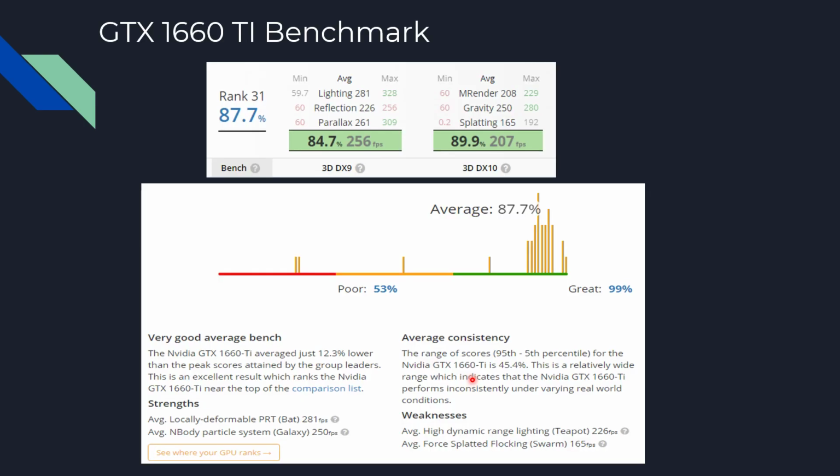Here are the benchmarks for the GTX 1660. As you can see, it's still new, so it does not have any ranking yet, and the graph shows there are only a few users who use the software to test the benchmark.